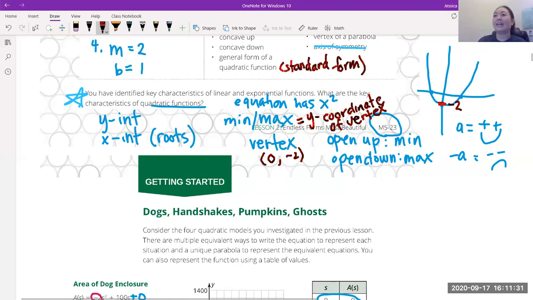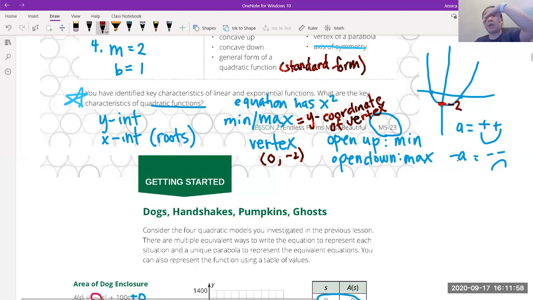Ordered pair form. And then open up, open down. That's where we decide which way it opens. Remember, we figured that out by looking at the number in front, which we call the leading coefficient. We'll talk more about that in a bit. Okay, remember I drew this little picture here. If the leading coefficient is positive, then it's going to make this U, right? It's positive. And if it's negative, it flips it over.